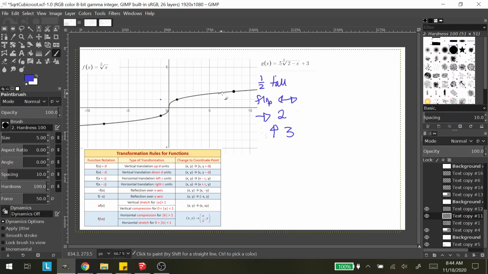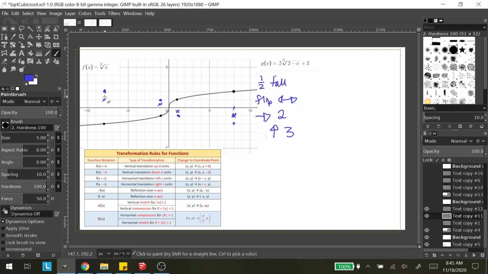So this is going to come here. Those are my dots that I'm starting with. Then I need them to be half as tall. So this is going to come down to my new dots. Half as tall. Instead of being at -2, it's at -1. Instead of at -1, it's at -1/2. Instead of at +1, it's at 1/2. Instead of +2, it's at 1.